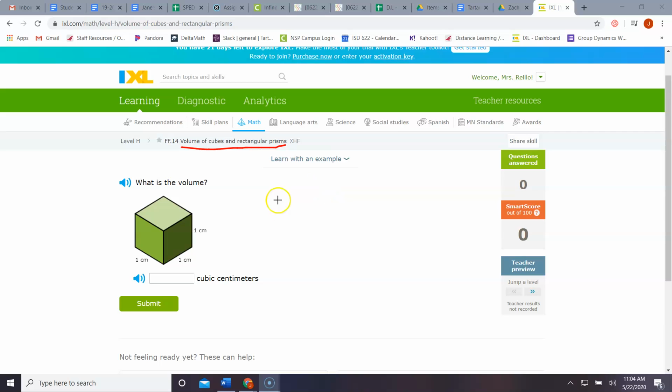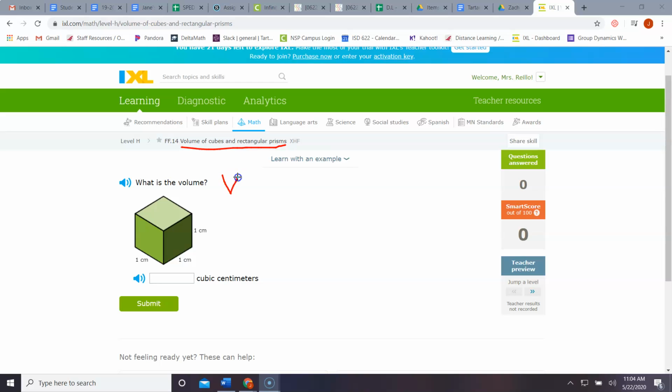So remember volume. The difference between volume and surface area: volume means what I can fit inside of an object, how much it will hold. Whereas surface area was like if I wanted to wrap this cube, how much wrapping paper would I need? Okay, so a couple things.